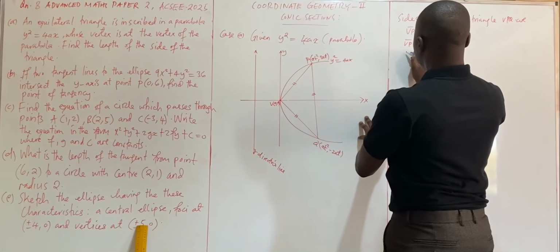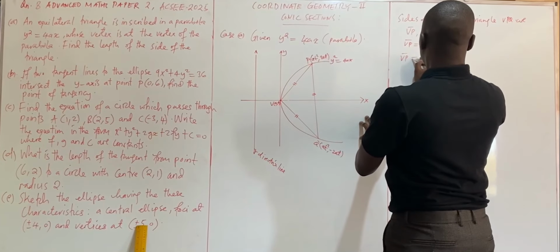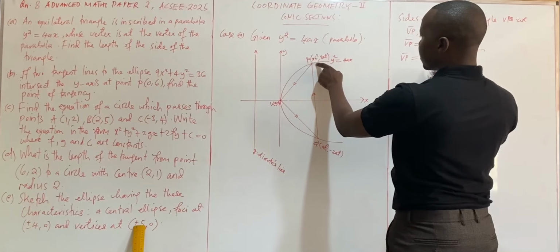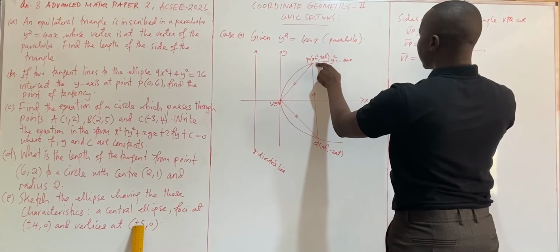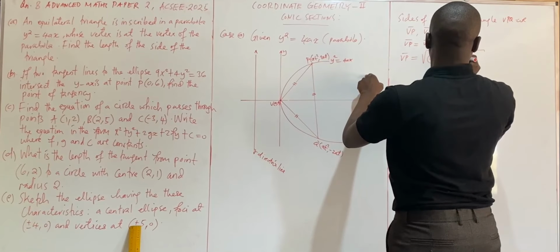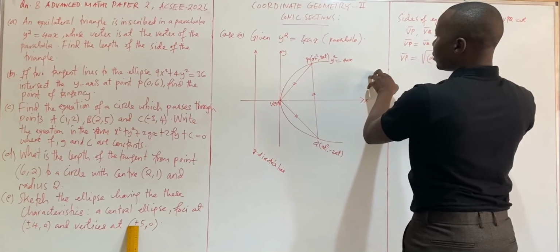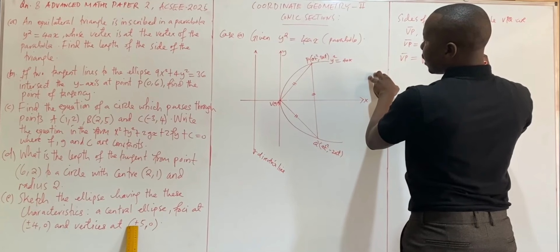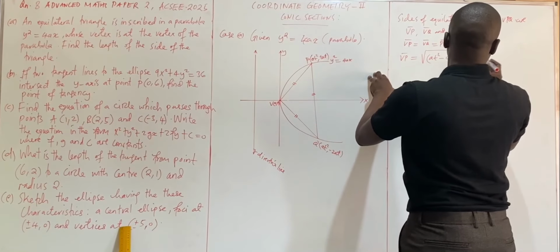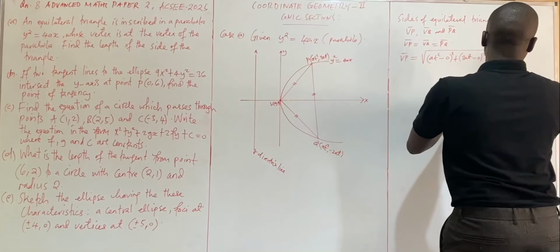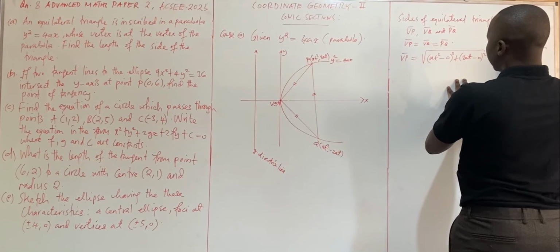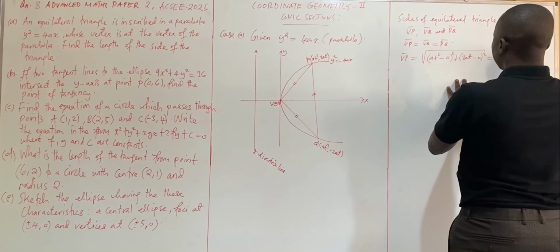Starting with VP, in the distance formula we take the point (at squared, 2at): at squared minus 0, that is x2 minus x1, in brackets squared, plus 2at minus 0, squared. So here we are going to end up getting at squared, and the minus remains 2at.